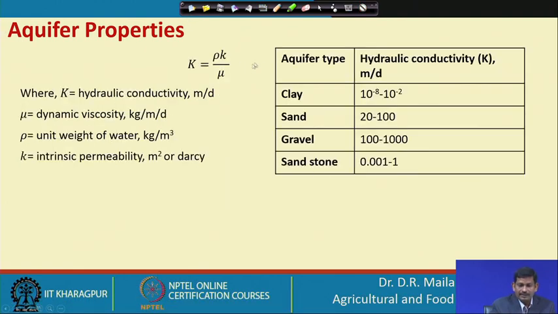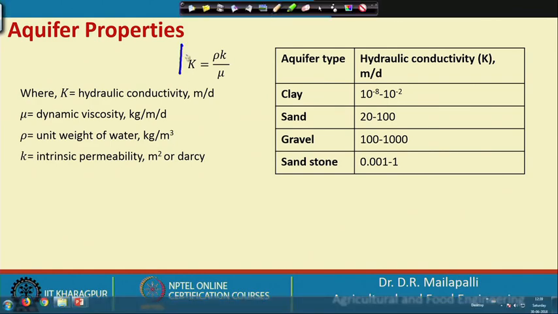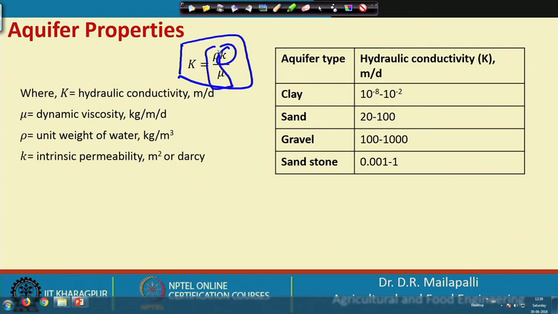And then the K value here, if you observe clearly, as I said, has both fluid as well as solid properties. K is the permeability, and rho by mu are the fluid properties. Here mu is the dynamic viscosity and rho g is the unit weight of water, and K is the intrinsic permeability.